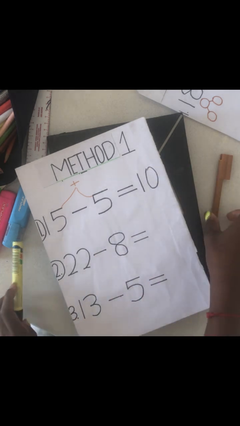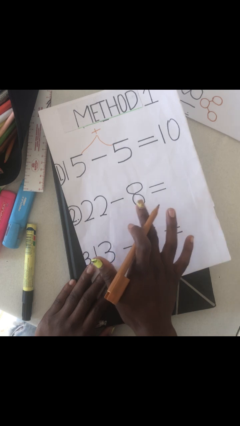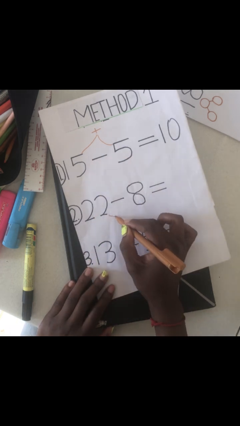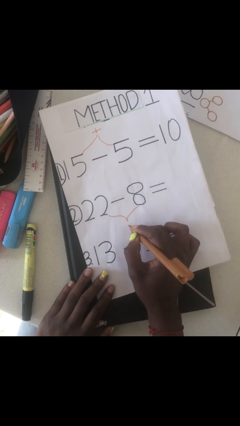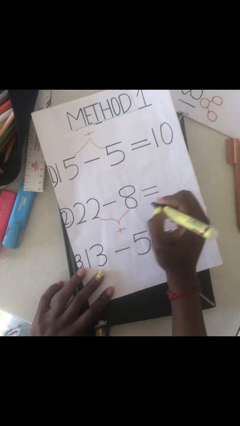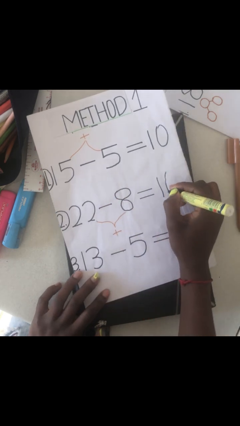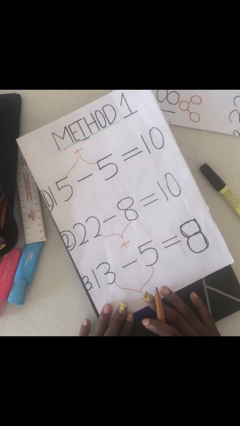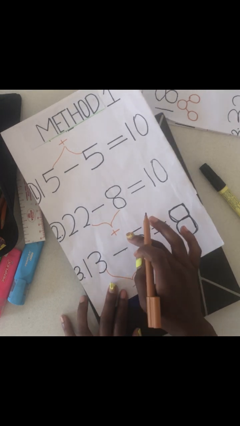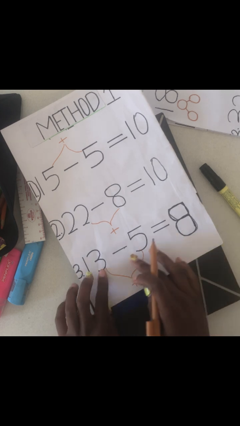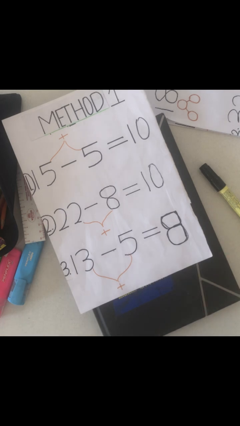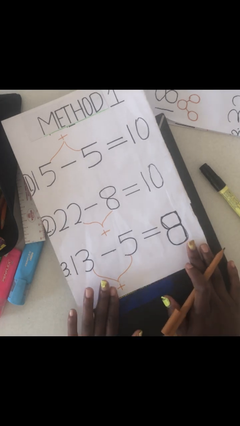right? So the second one says 22 minus 8. So we're going to do the same thing that we did in the first one and say 2 plus 8. So we're going to add 2 plus 8 and it gives us what? 10. It gives us 10. So the third one says 13 minus 5. So we're going to do the same thing as we did in the second one and the first one and say 3 plus 5, which is going to give you what? 8. Hence here it is. So I hope this is very understandable and clear, right?